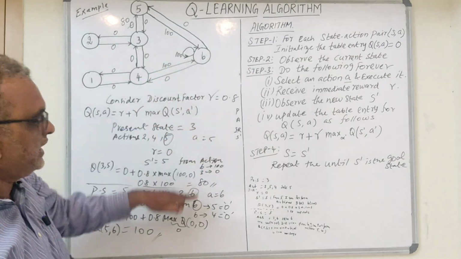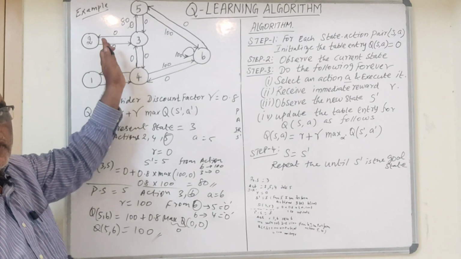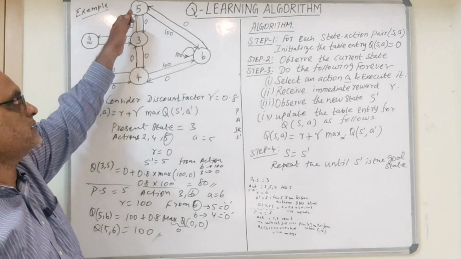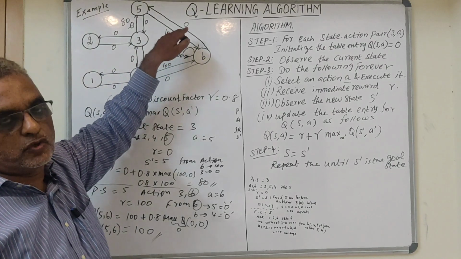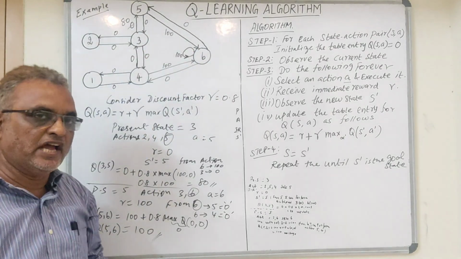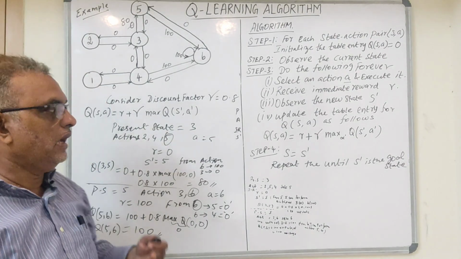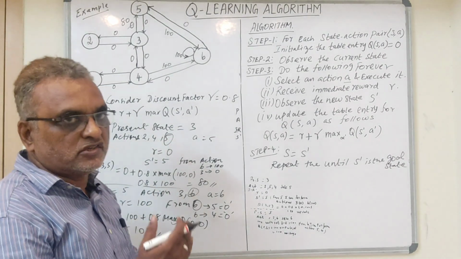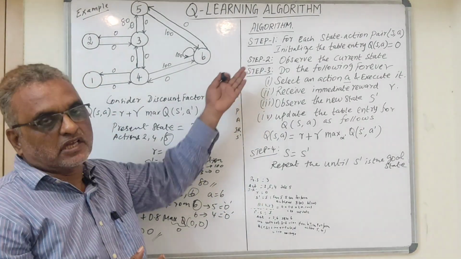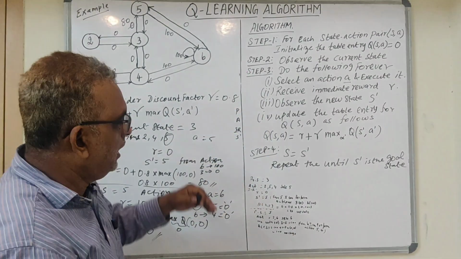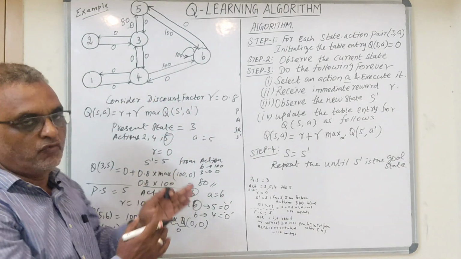Similarly, we can select any particular state to another state, and we can update all these zeros into significant values. So in this video I explained what Q learning is, I gave the Q learning algorithm, and with the help of this example I showed how Q learning works.